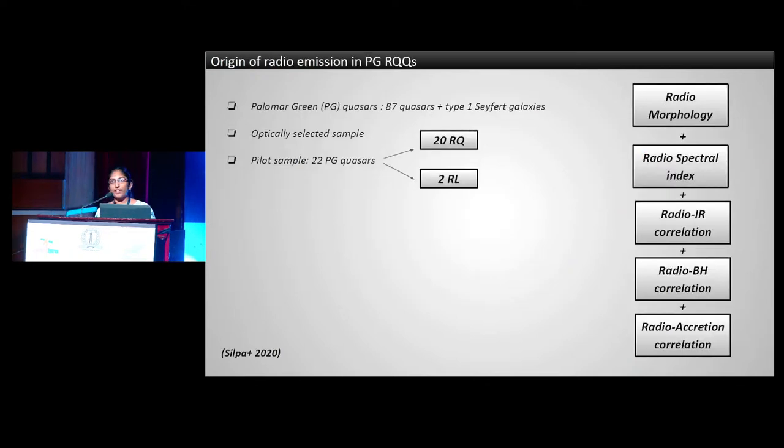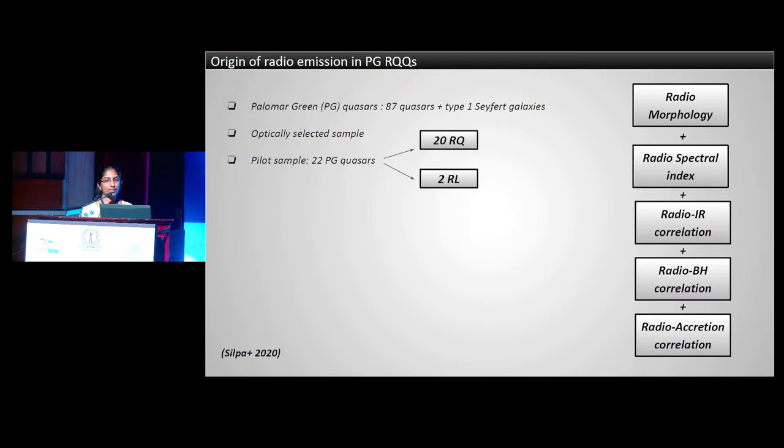For this, we carried out a low-frequency upgraded GMRT study at 685 megahertz for the Palomar Green quasar sample. This comprises 87 quasars and type 1 Seyfert galaxies. This is an optically selected sample, so it's devoid of any radio selection biases. Out of 87, for our pilot sample, we chose 22 sources, out of which 20 are radio quiet and 2 are radio loud.